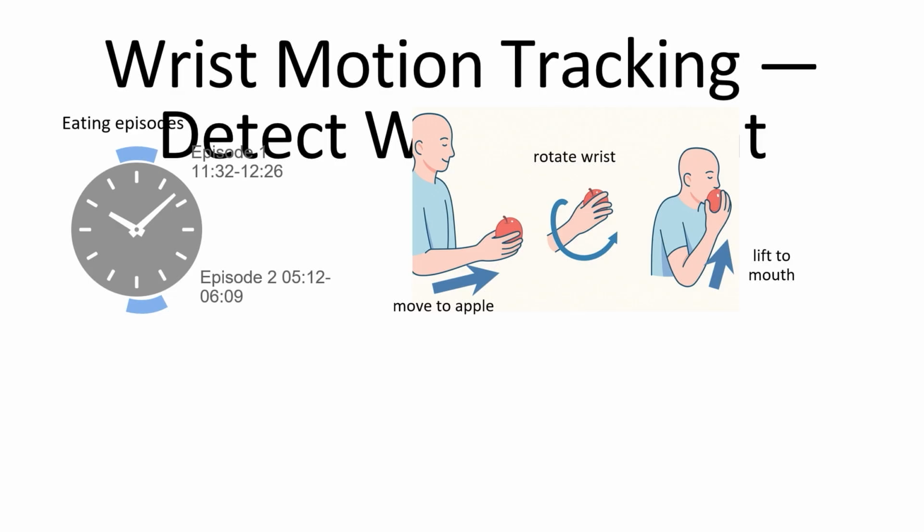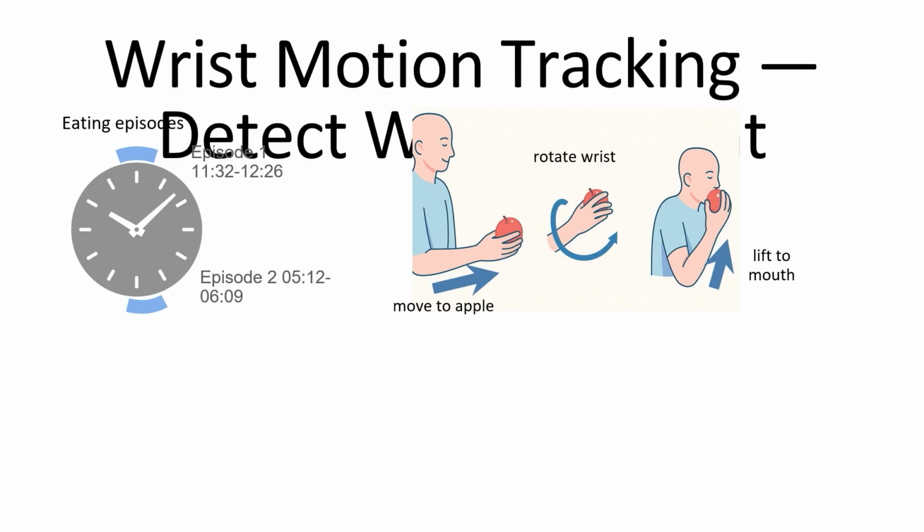Here we are trying to detect wrist motions. To study the meal duration, we use eating episodes as a measurement, and as shown in the clock, there are 2 episodes during the day. The right figure shows a simple example of how we connect wrist motion to eating behaviors. Imagine you are going to eat an apple: you first move your wrist to the apple, then you rotate the wrist to your face and lift it to your mouth simultaneously.